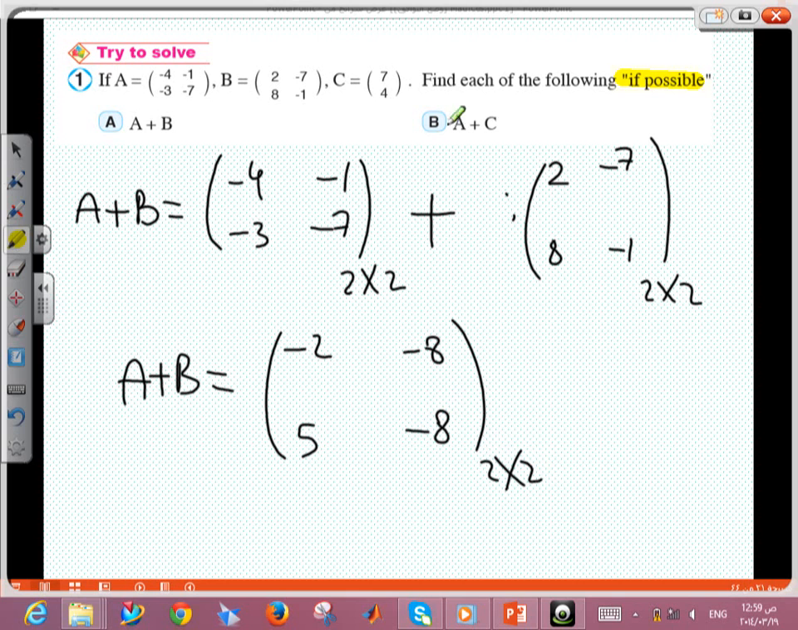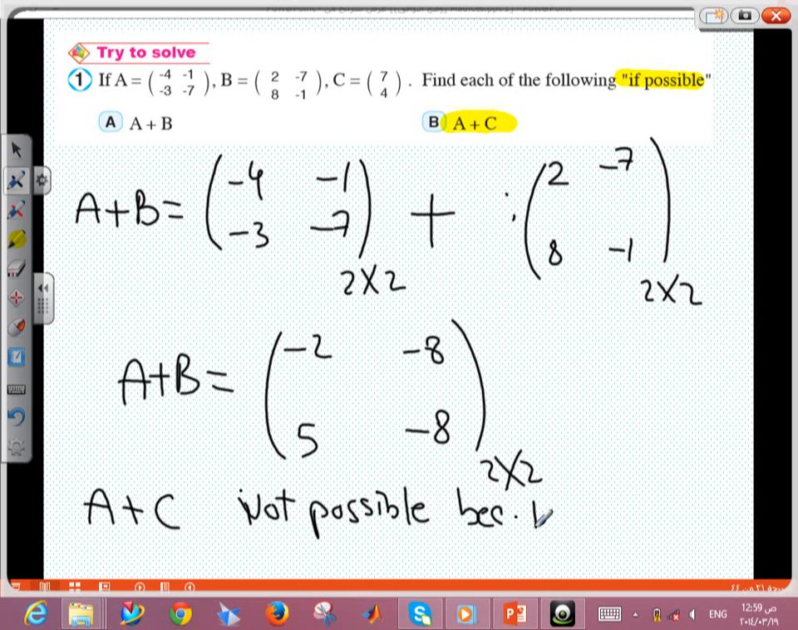But I can't make this one. Why? Because it's not possible, because the matrices do not have the same dimension.